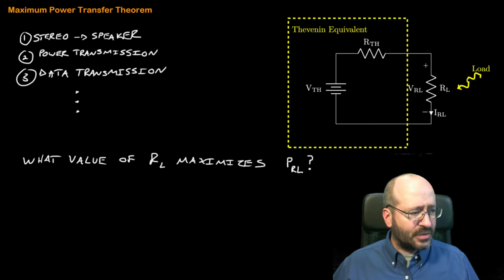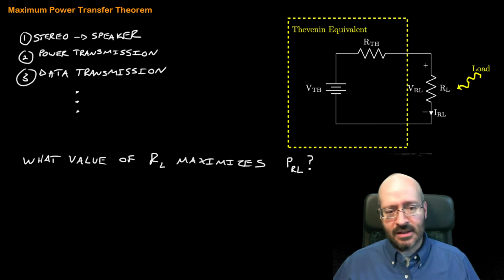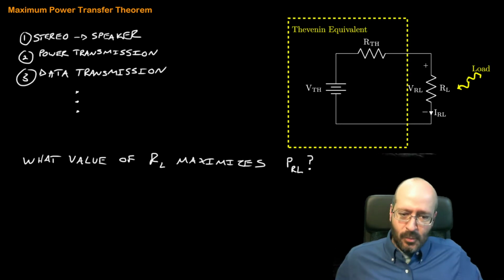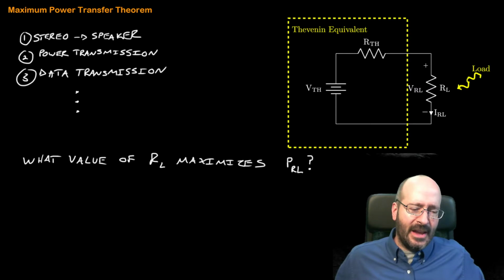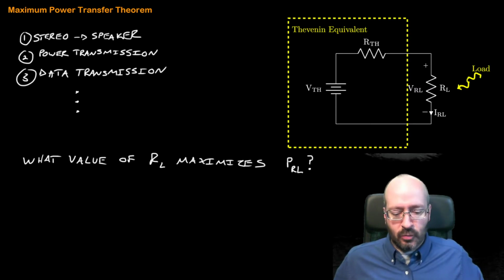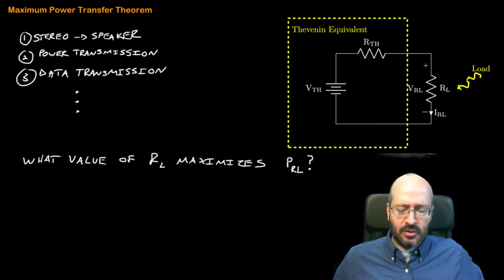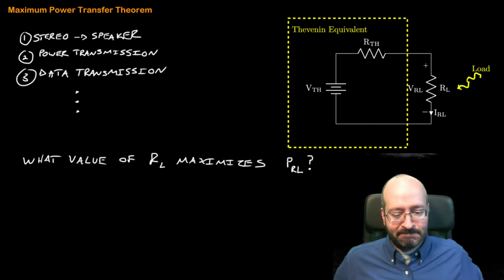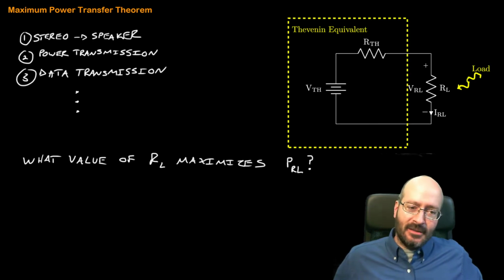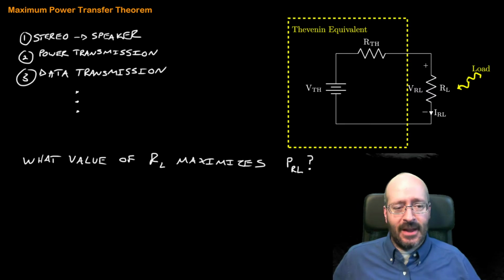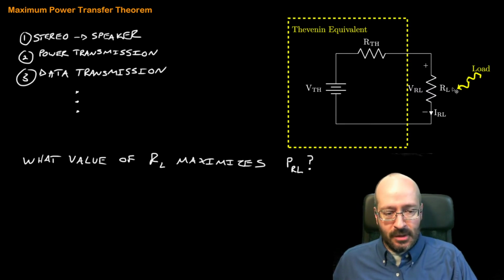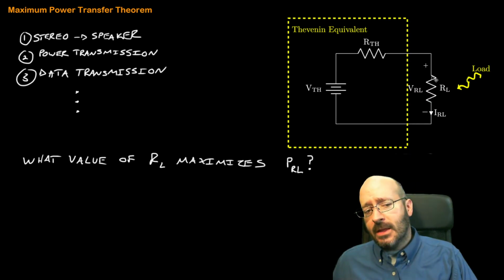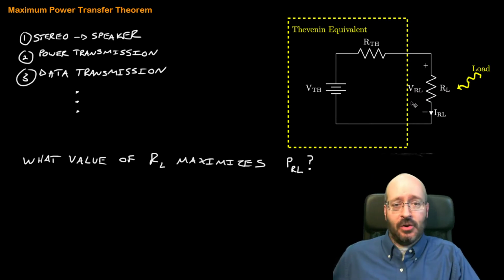I usually open this up to questions in the class, and I say, what value of RL do you think is going to maximize power transfer? And I usually get one of 2 answers really quickly. Somebody will say 0 ohms, and I'll go, not quite. 0 ohms is a short, and if I have a short up here in the corner where the load is drawn, then there's going to be no voltage across it, right?